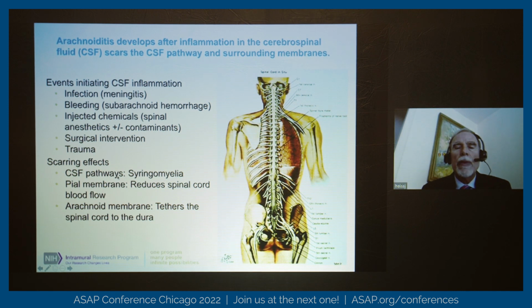And if the scarring affects the CSF pathways, you get syringomyelia. If it's the pial membrane, which is on the spinal cord, it reduces spinal cord blood flow. And if it's on the arachnoid membrane to the pial membrane in the spinal cord, then that tethers the spinal cord. So when you move, it injures the spinal cord, because the spinal cord usually moves in a different way than the spine does during movement.